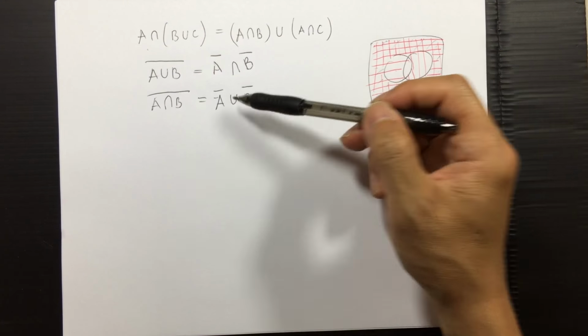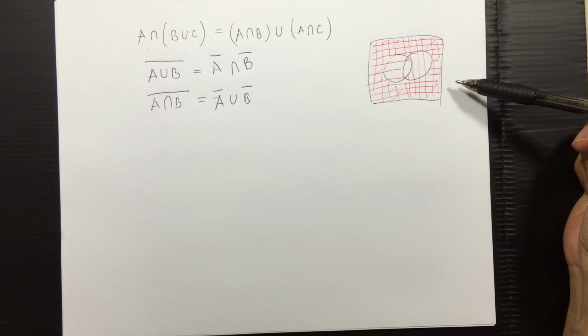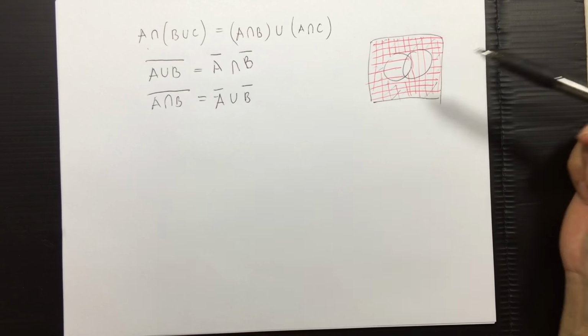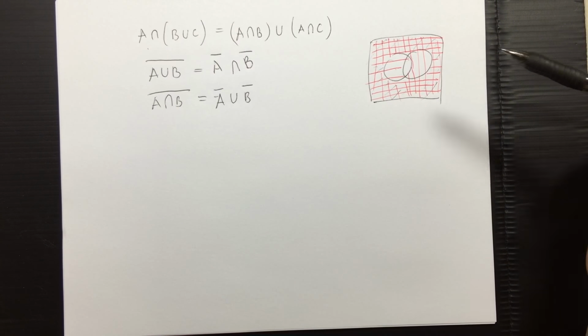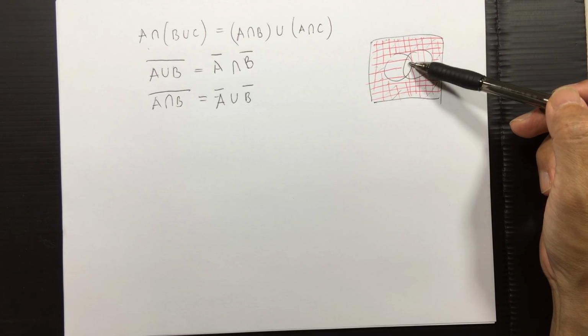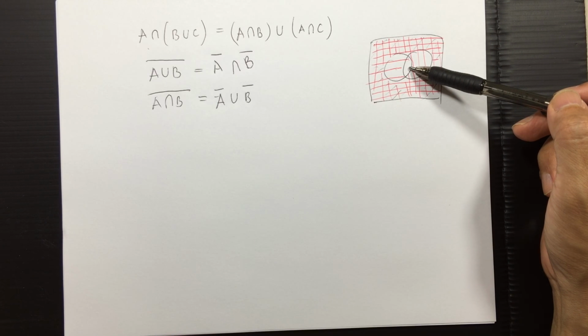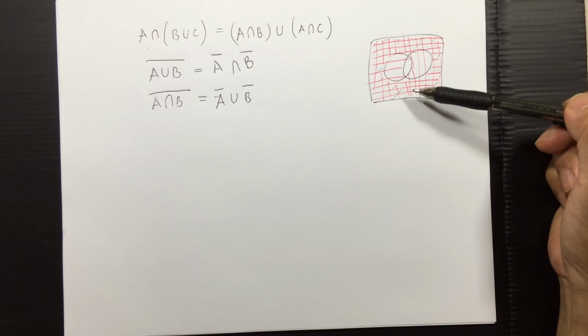Okay, not A is not A. Not B is not B. It's not A join not B. That means anywhere that has anything. Not A join not B means anything except this, because this is the only place where there's nothing. Either not A or not B. Then okay, I understand.